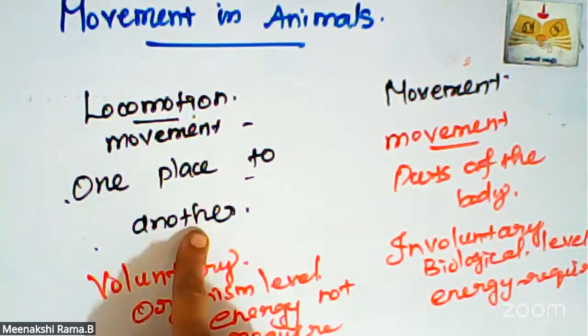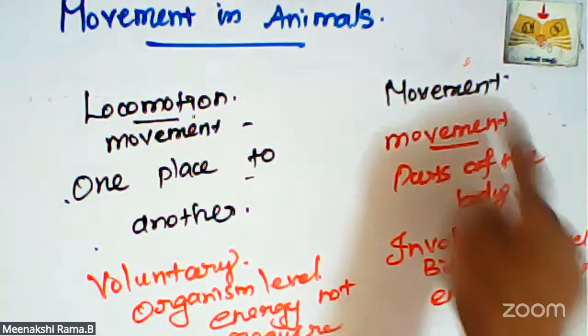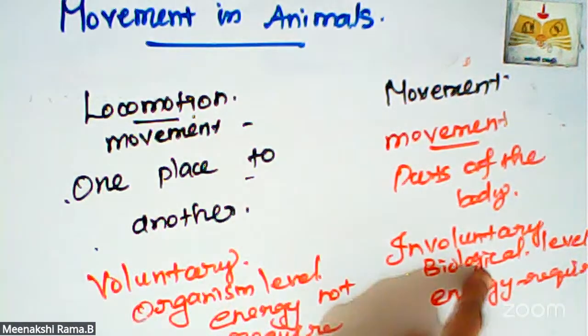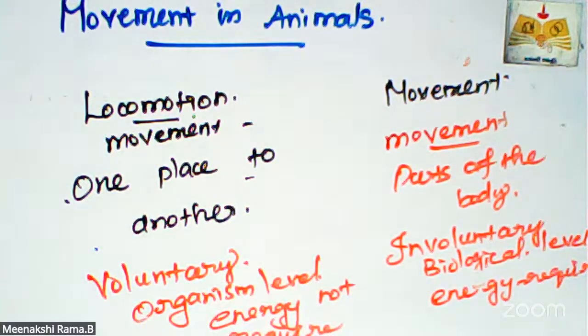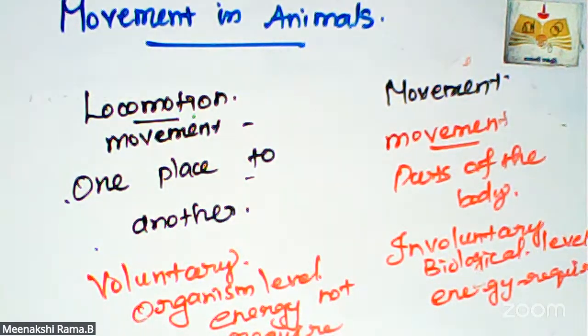Movement from one place to another is called locomotion, and movement of parts of the body itself is called movement. Locomotion is a voluntary action, movement is an involuntary action. Locomotion takes place at the organism level, but movement takes place at the biological level only. Locomotion does not necessarily require energy, but movement needs some energy to do that work. So these are the main differences between movement and locomotion.